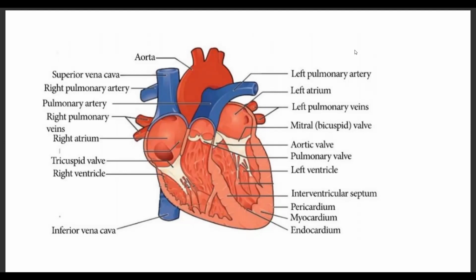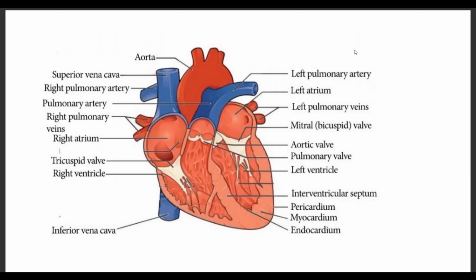Next point. Endocardium is the inner layer of the heart wall. It lines the chambers and valves of the heart. It is a smooth membrane. It consists of flattened epithelial cells. It continues with the endothelium lining of the blood vessels.